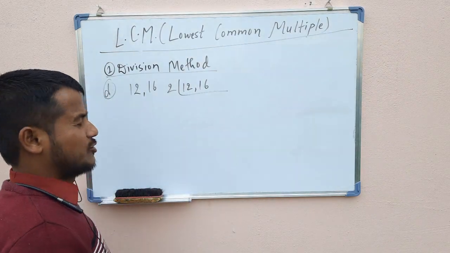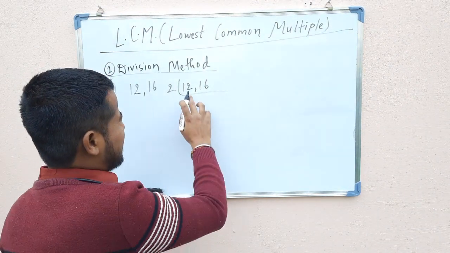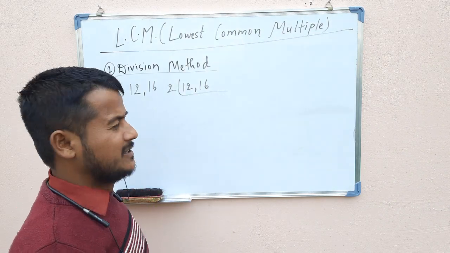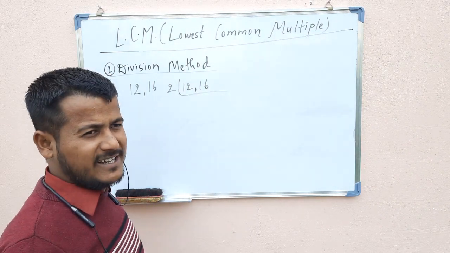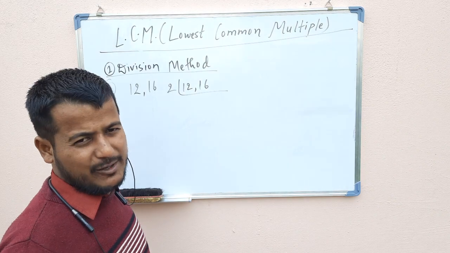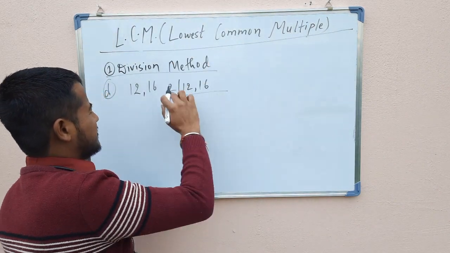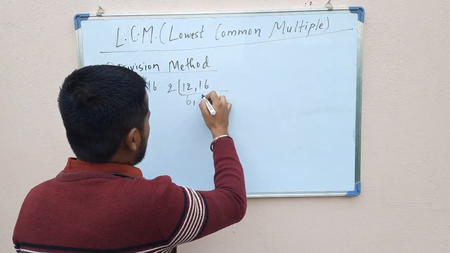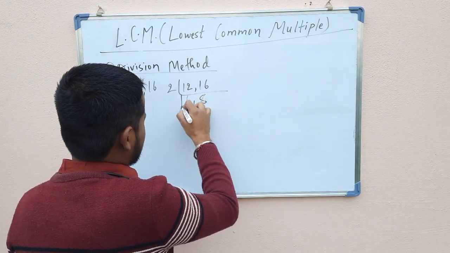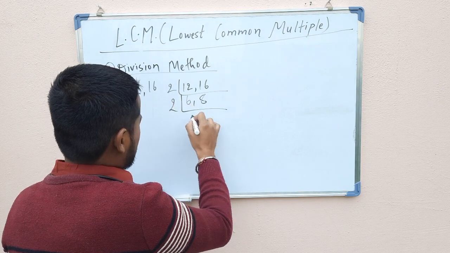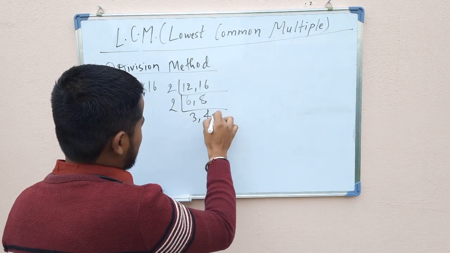So 2 is the perfect choice, because if you write 3 then it will not be 4, it will be 1.4. But what I have said to you earlier, you should not directly keep higher numbers. Keep the lowest number. 2 sixes are 12, 2 eights are 16. Now 2 twos are 6, 2 fours are 8.